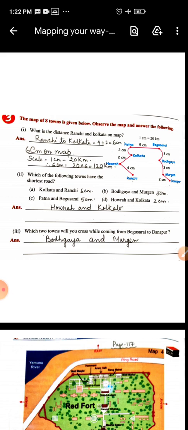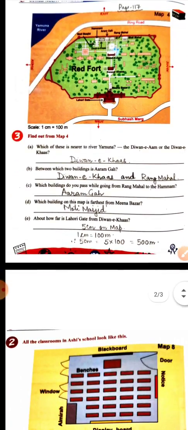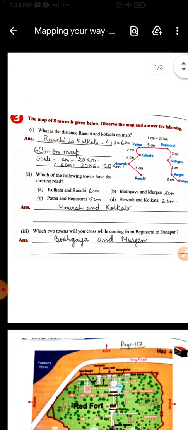In my previous video, I had told you about the use of scale and direction in a map. Children, you all must have understood how we read a map. Today, I have taken a few questions based on this topic that will help you to understand the concepts in a better way. So, let us take question number 1.